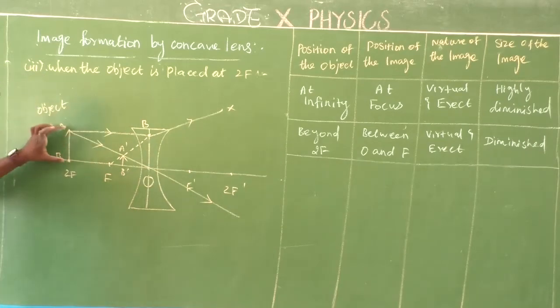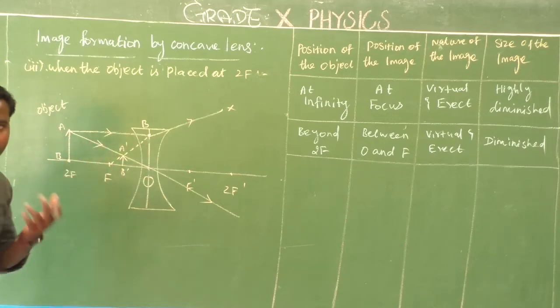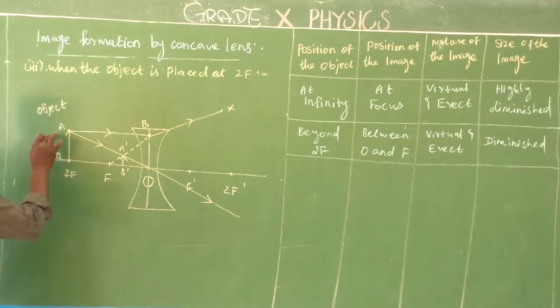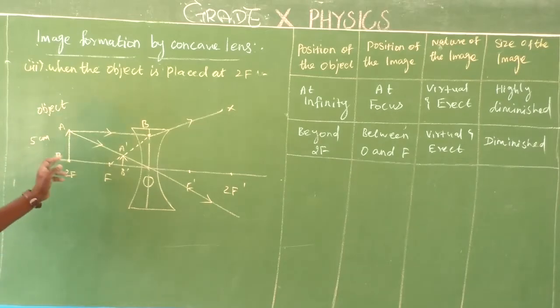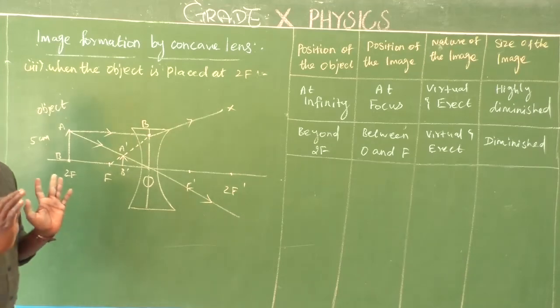Look here. This is the size of the object and this is the size of the image. Compare the size of the object: the size of the image is small, so that is considered as diminished. Am I right? Which means if the size of the object is 5 centimeter, then the size of the image will be lesser than 5 centimeter. It may be 3 centimeter, 2 centimeter, 1 centimeter, whatever it is. Is it clear? Yes, that's all.